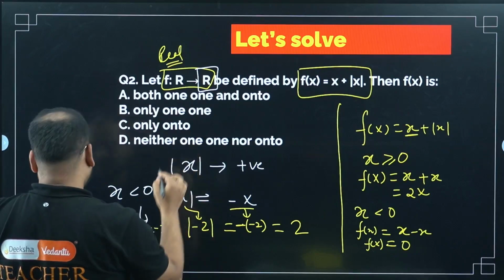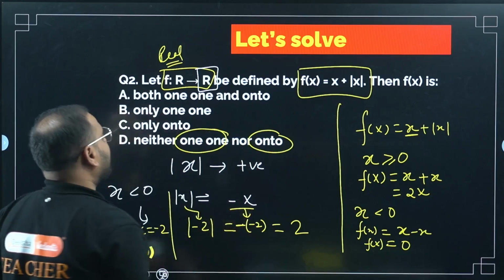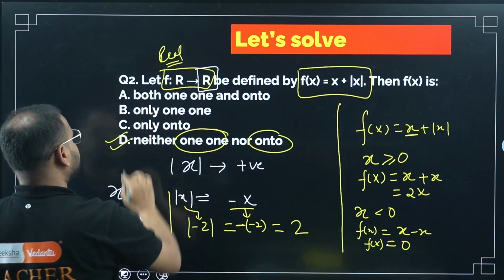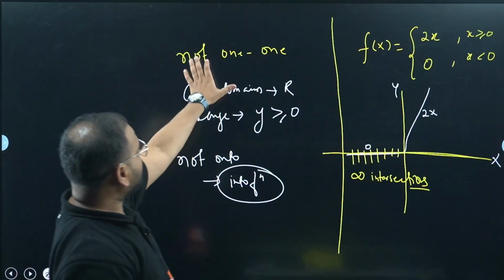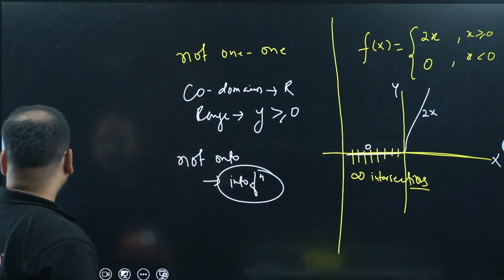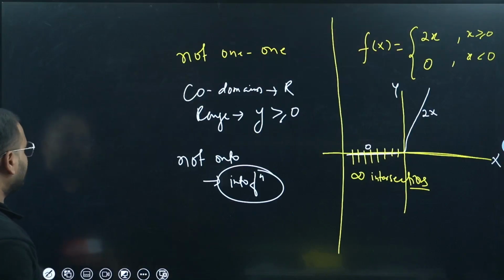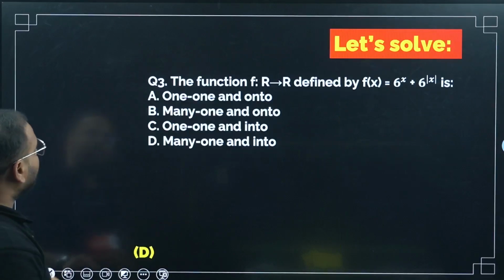So neither one-one nor onto. The correct option is D, sir. Not one-one, not onto. So option D is the correct answer. Let's move on to the next part. Okay, question number 3.